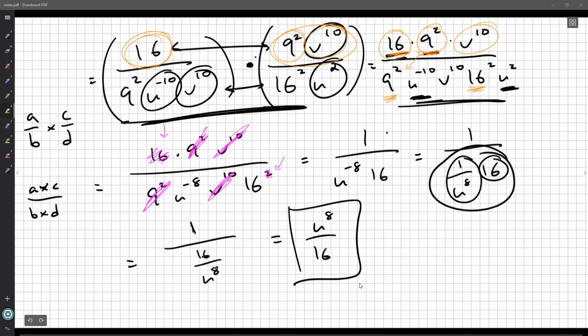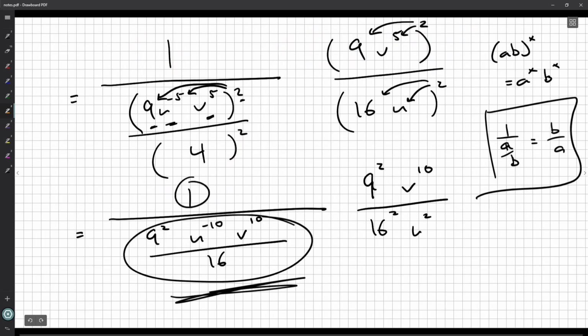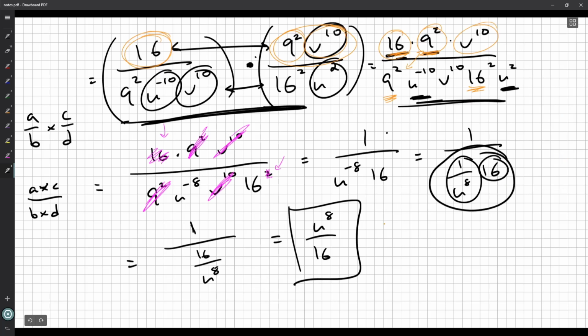Right. And then the one at the bottom, so the 1 over 16 over u to the exponent 8. So that's the same sort of rule here. 1 over a fraction just flips the fraction. I believe this was mentioned at the end of the real number property lesson. It's just a nice common one that's useful. But 1 over a fraction flips the fraction around.